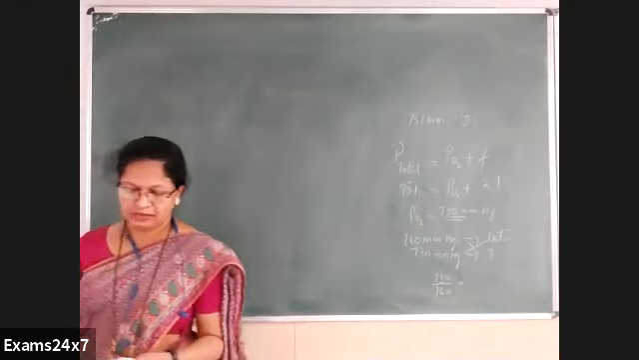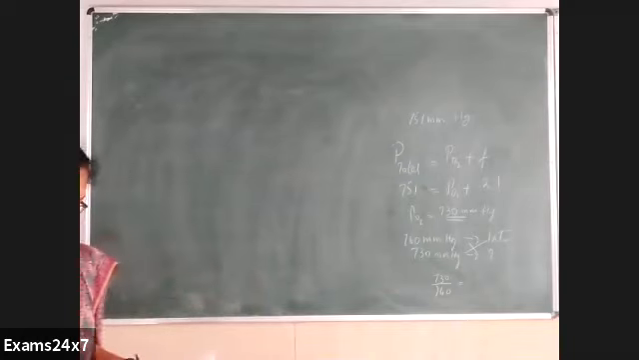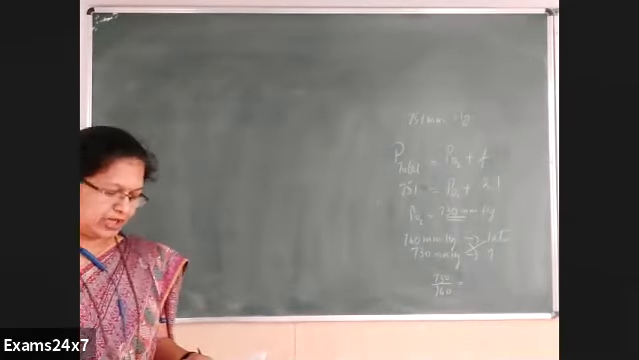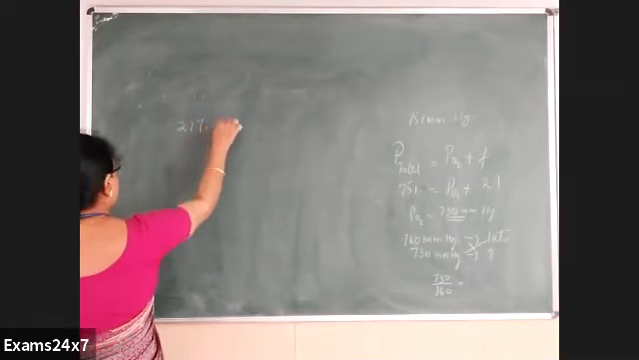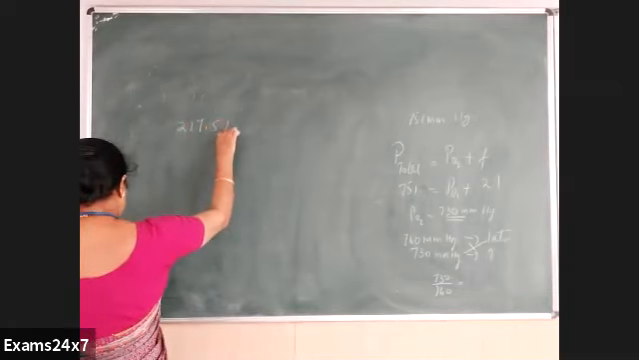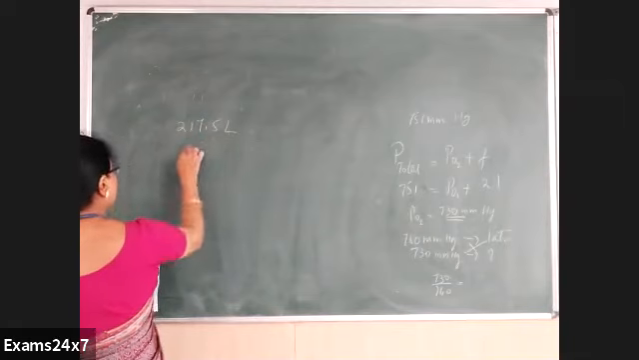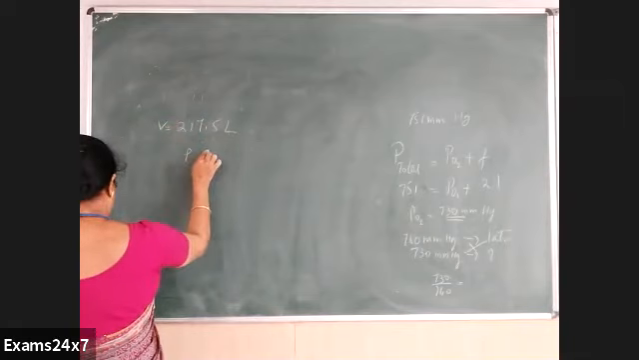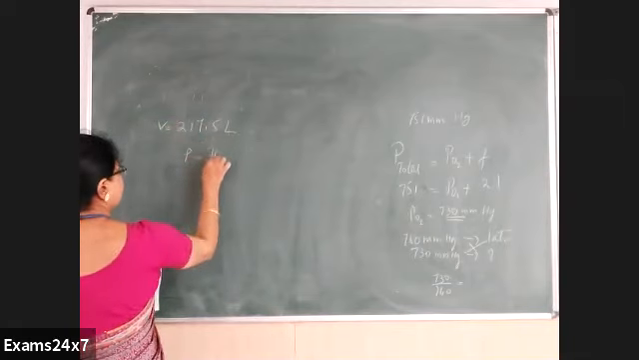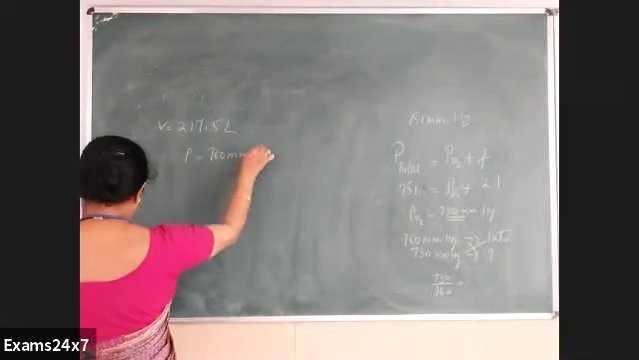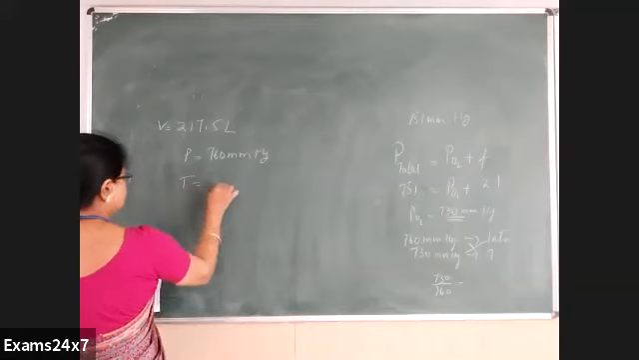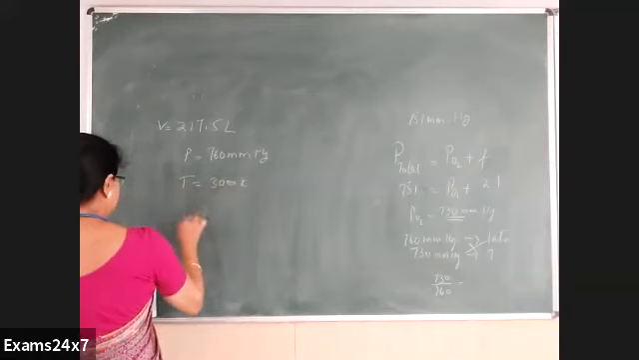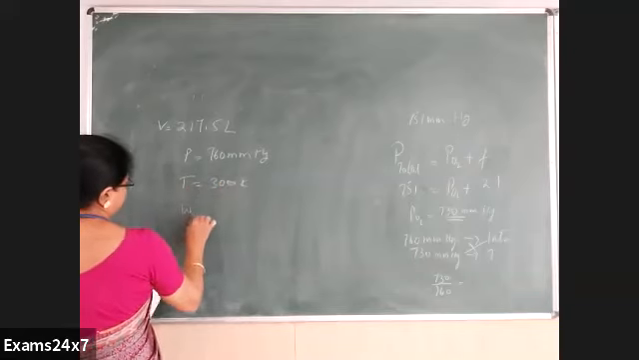Next, 13. In an experiment during the analysis of carbon, 217.5 liters of hydrogen was collected at a pressure of 760 mm of mercury and temperature of 27 degrees Celsius, that is 300 Kelvin. What is the mass of hydrogen?